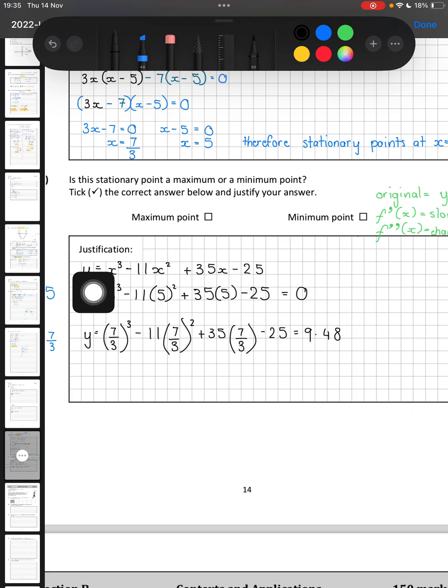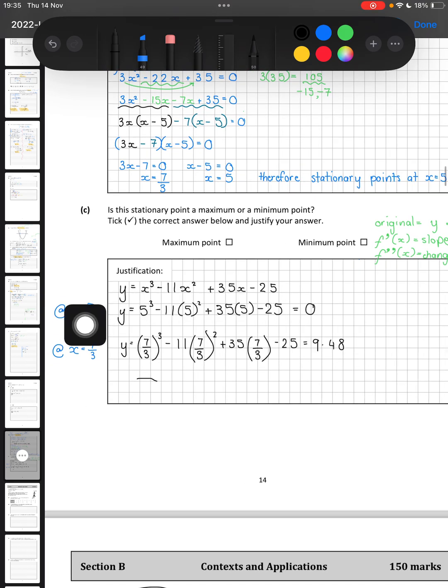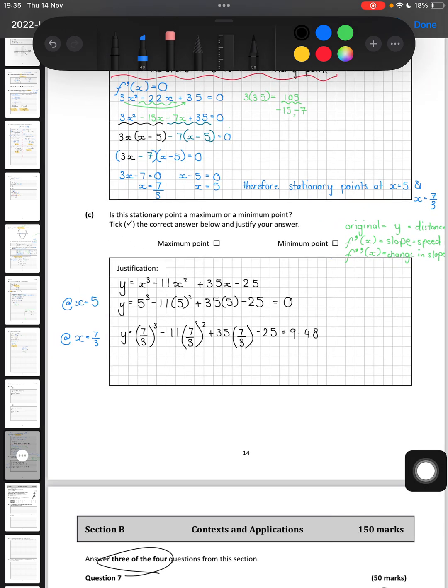So at x is 5, is this the lower or the higher point? It's the lower point. It's at a lower y coordinate. If you think about those two y coordinates on your graph, we have 9.48 up here and then 0 all the way down here. So this is the minimum. It's a lower y coordinate.